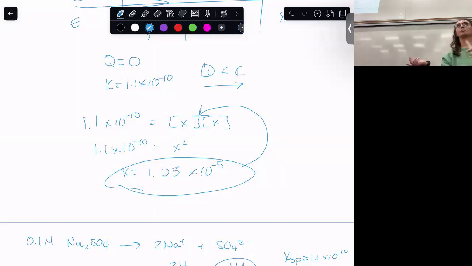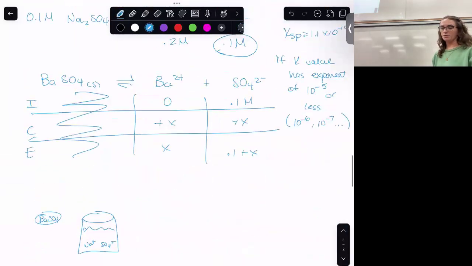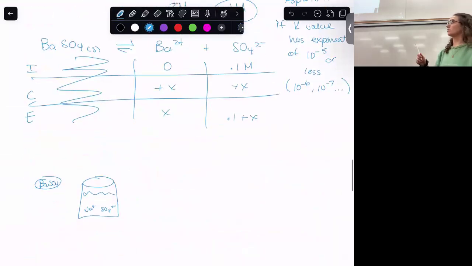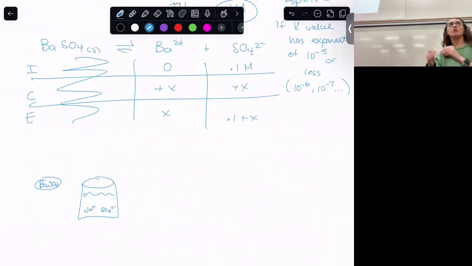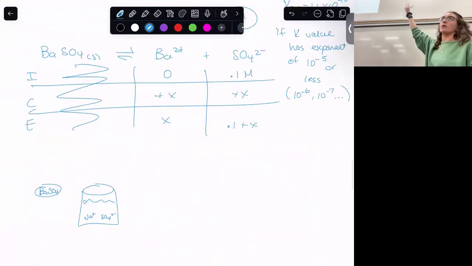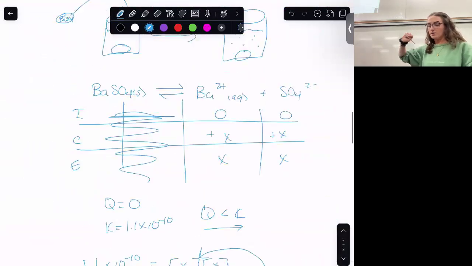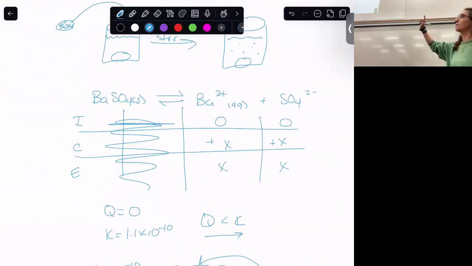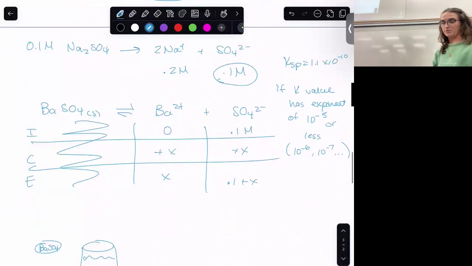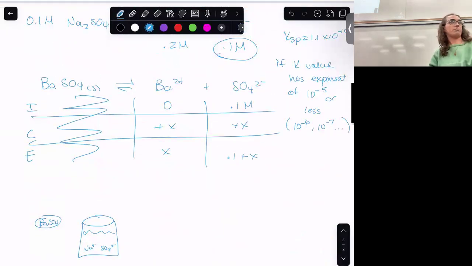And it'll change depending on the reaction that you're working with. But because we already have this sodium sulfate already dissolved in water, it's starting off like that. That's why we have 0.1 molar in the beginning for our sulfate ion, unlike the barium sulfate where it was just being dissolved in straight up water. That one was being dissolved in pure water. This one's being dissolved in sodium sulfate water.